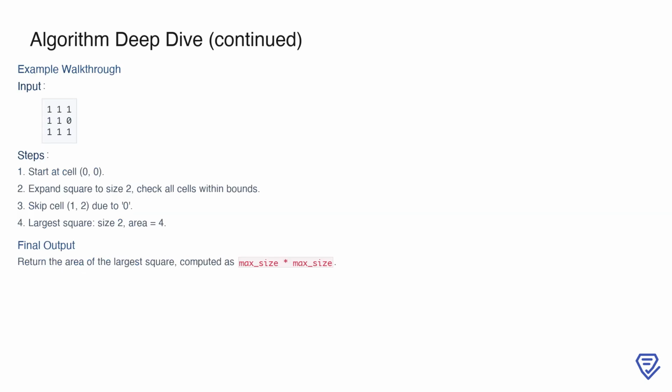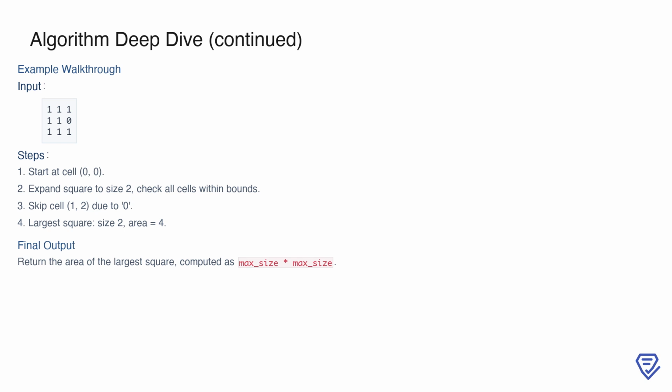Let's walk through an example to see the dynamic programming approach in action. Consider the input matrix 1, 1, 1, 1, 1, 0, 1, 1, 1. We begin at cell 0, 0, and calculate the size of the largest square ending at each cell using the DP relation. For instance, starting with the top left corner, we find that the square expands to size 2 by checking all relevant cells. However, the presence of a 0 at cell 1, 2 prevents further expansion.